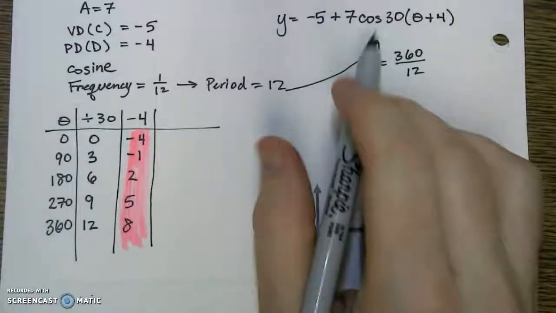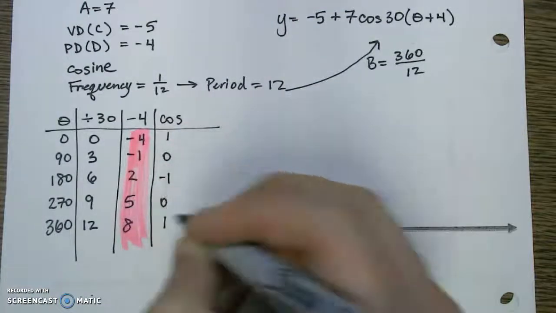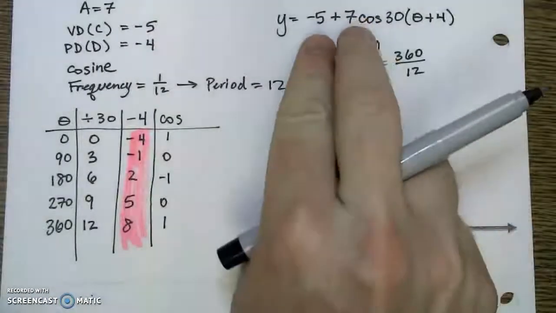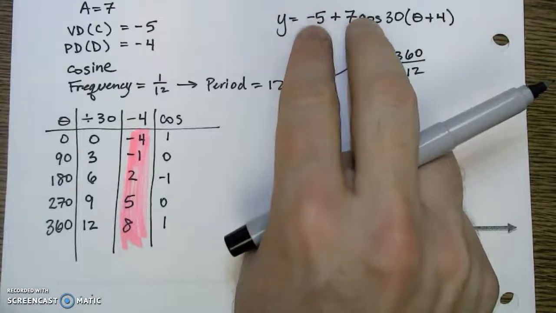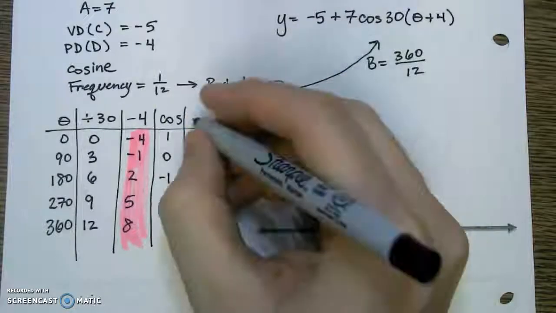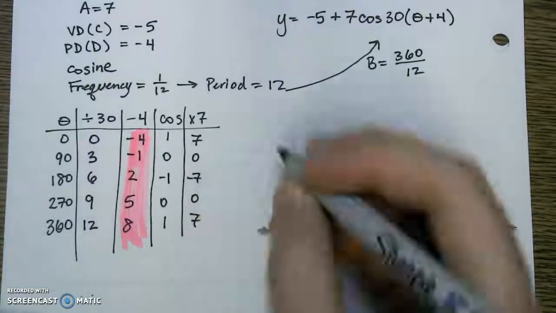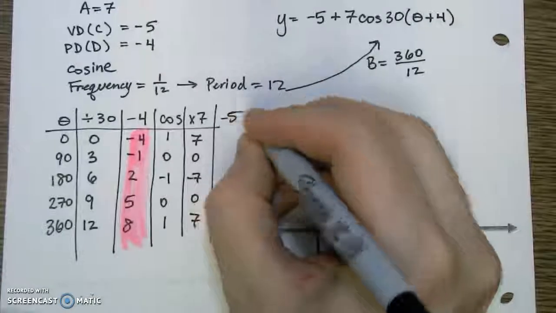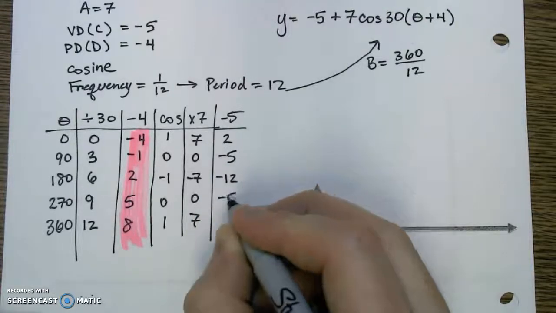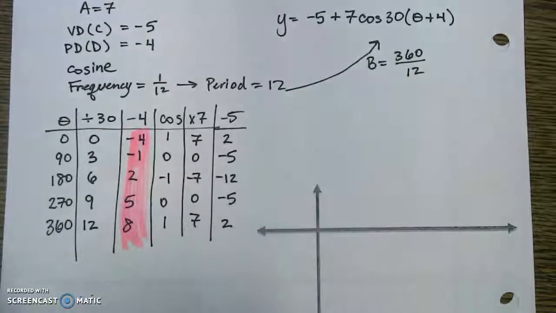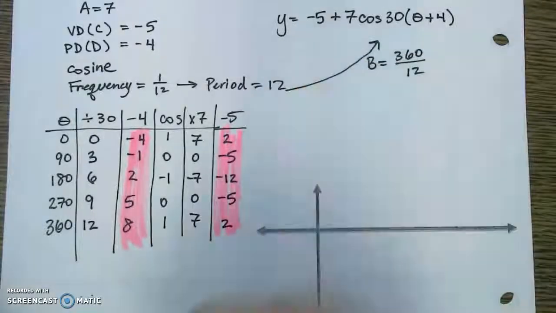Then I've got my cosine values, 1, 0, -1, 0, 1 from our unit circle. And then we look at what's happening to cosine. So that's these two numbers. You're going to start with your 7, and then you're going to subtract your 5. So we're going to multiply all these by 7, and then we're going to subtract 5 from all of them. So these are the y values that you're going to have in your graph.